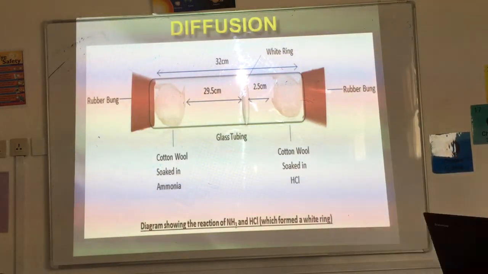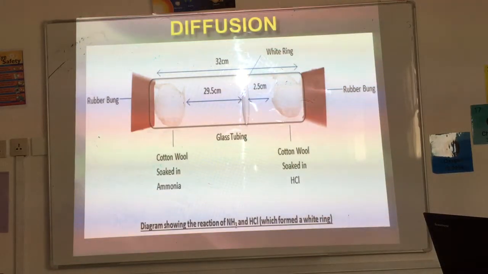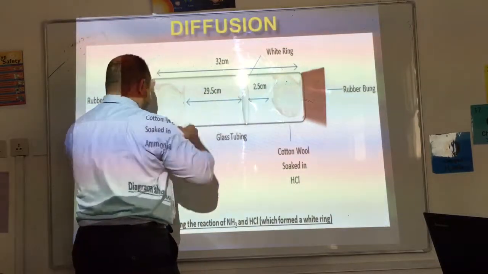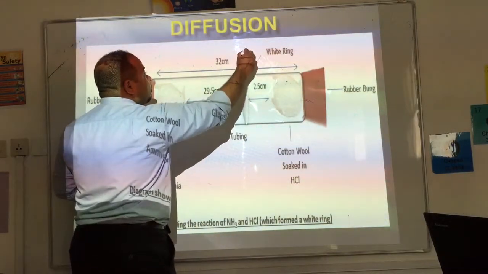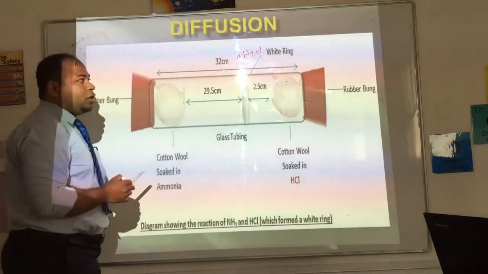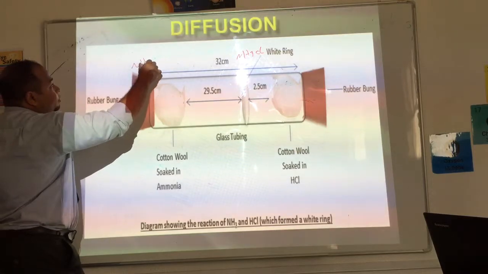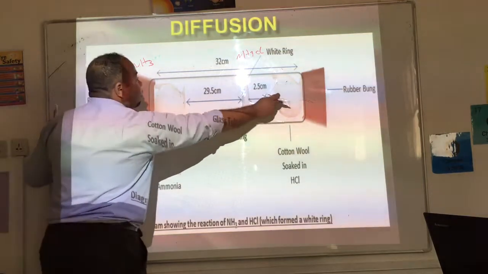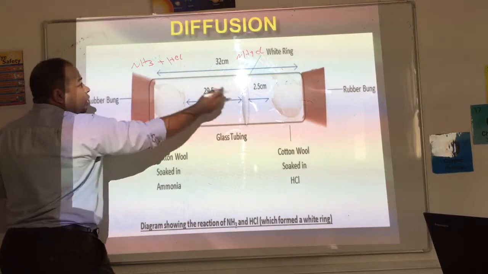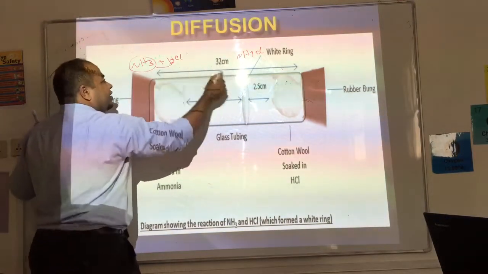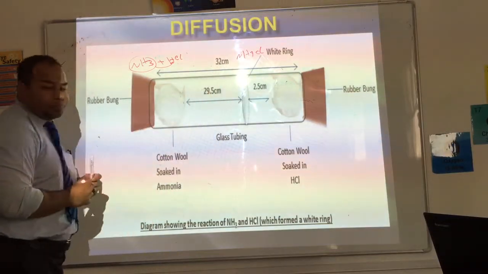Diagram, read down. Diagram showing the reaction of NH3 and HCl, which form a white ring. The white ring is NH4Cl. How? NH3 from the side of NH3, and from here, HCl, will form NH4Cl, ammonium chloride. Okay?